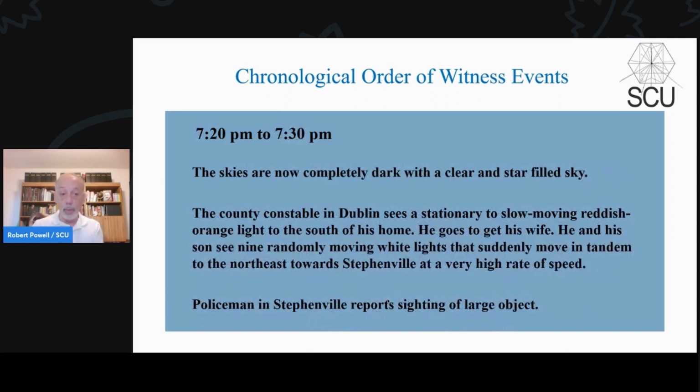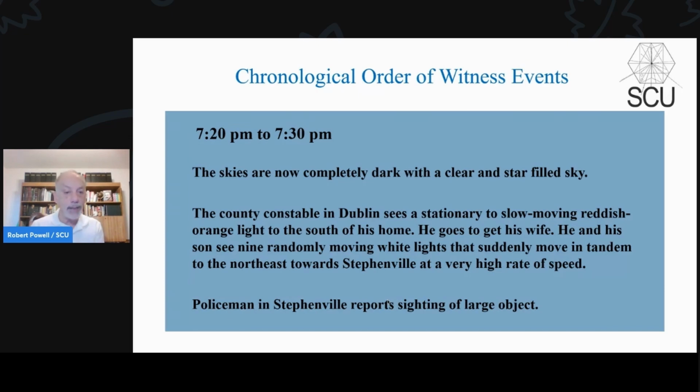Now we move forward an hour, and there are more witness sightings in between these times, but because of the time we have allowed, I'm concentrating on the most important sightings. So at 7:20, almost an hour later, the skies are now completely dark and the stars are out.